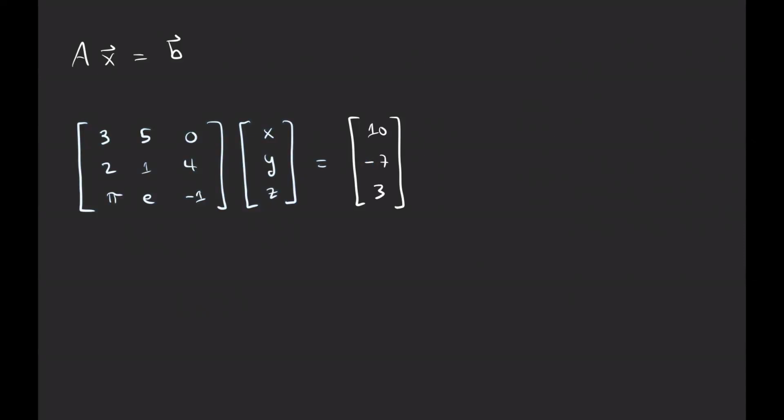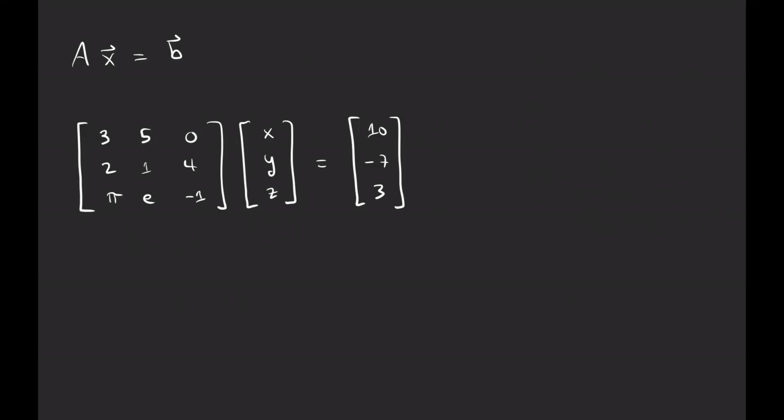And this is great. What we have done here is I've really just given you an example of what an A times x equals b might look like. I have some matrix, this 3, 5, 0, 2, 1, 4, pi, e, negative 1, multiplied by some unknown vector, and that equals a vector that I do know, 10, negative 7, 3.